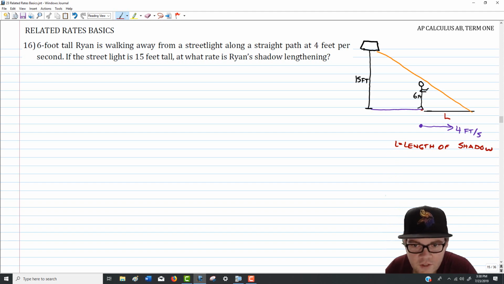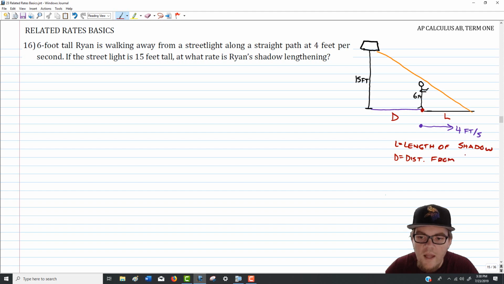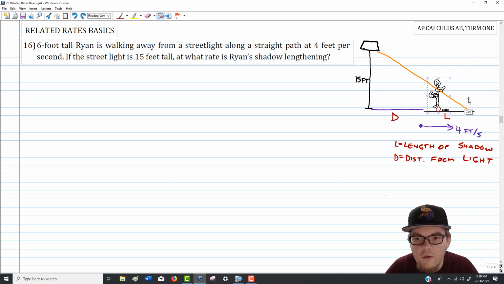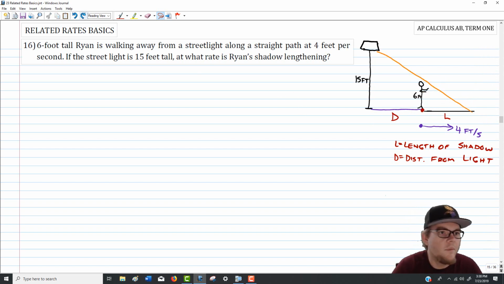And then if that's the length of the shadow, I'm going to call this little distance D. And actually, D is probably a bad choice. I'll use capital D. D is distance from light. So how far away Ryan is from the light. And keep in mind that Ryan is walking in this direction, so as he does, the dimensions of the triangle are going to change a little bit as well. Really? It's not going to let me do that. Okay, well, I was trying to make it shown, but whatever. So that's where we're setting up.